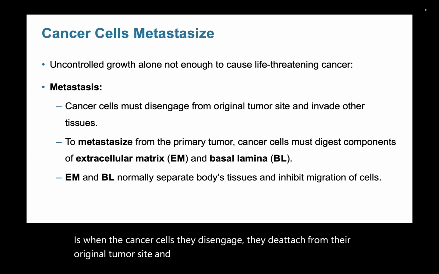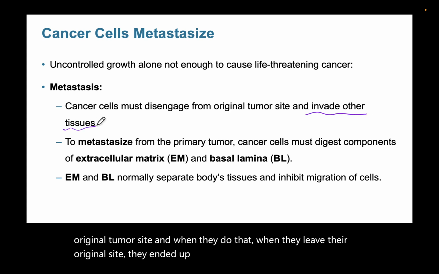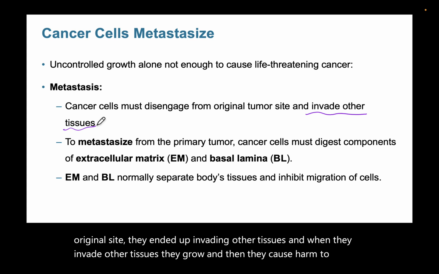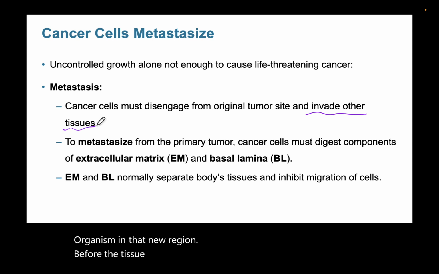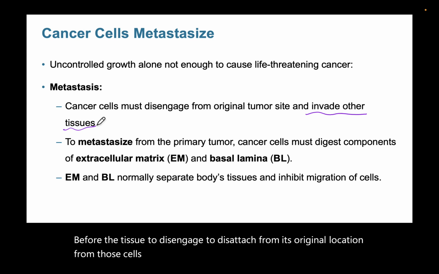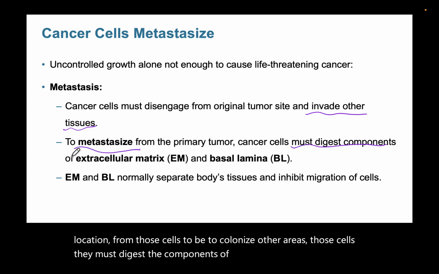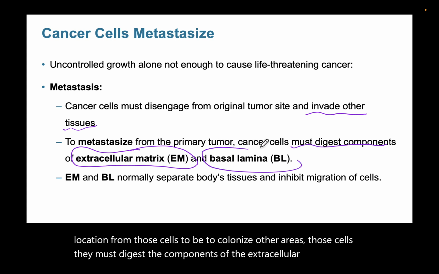And when they leave their original tumor site, they end up invading other tissues. And when they invade other tissues, they grow and then they cause harm to the organism in that new region. Before the cells can detach from their original location and colonize other areas, they must digest the components of the extracellular matrix and the basal lamina.